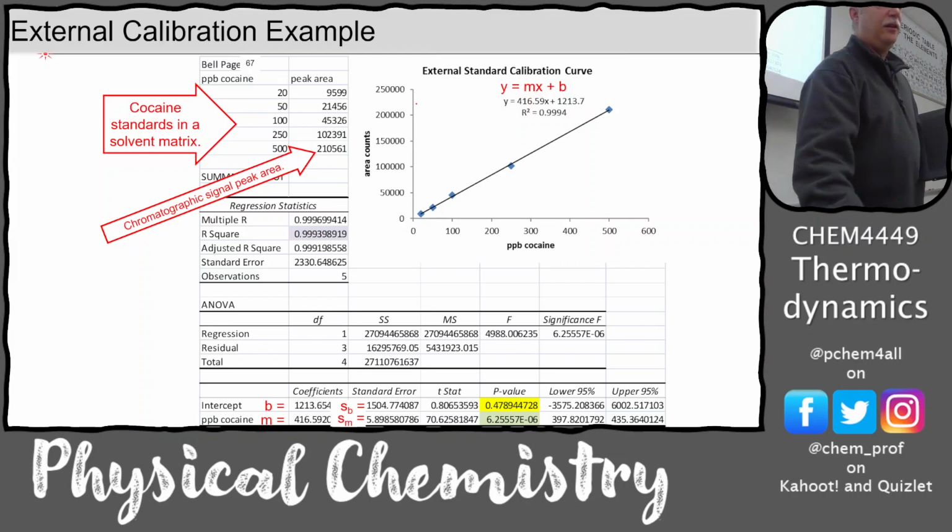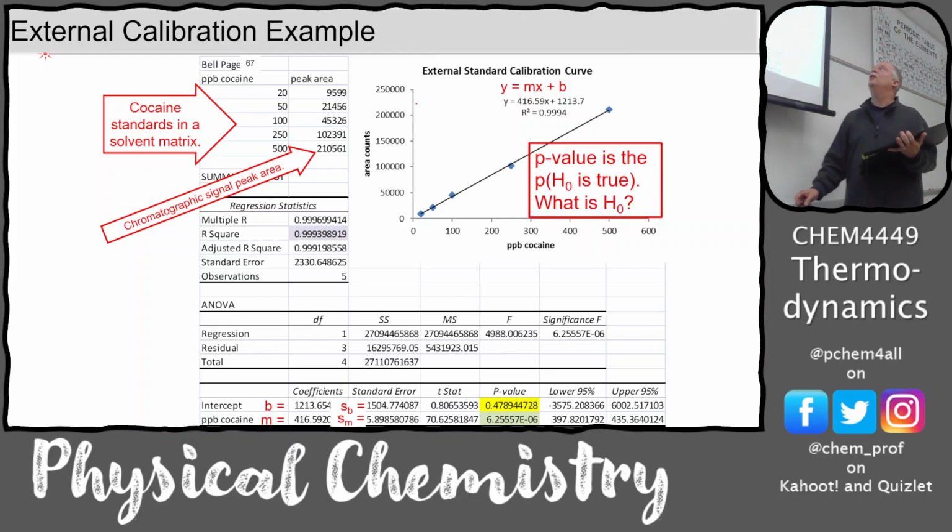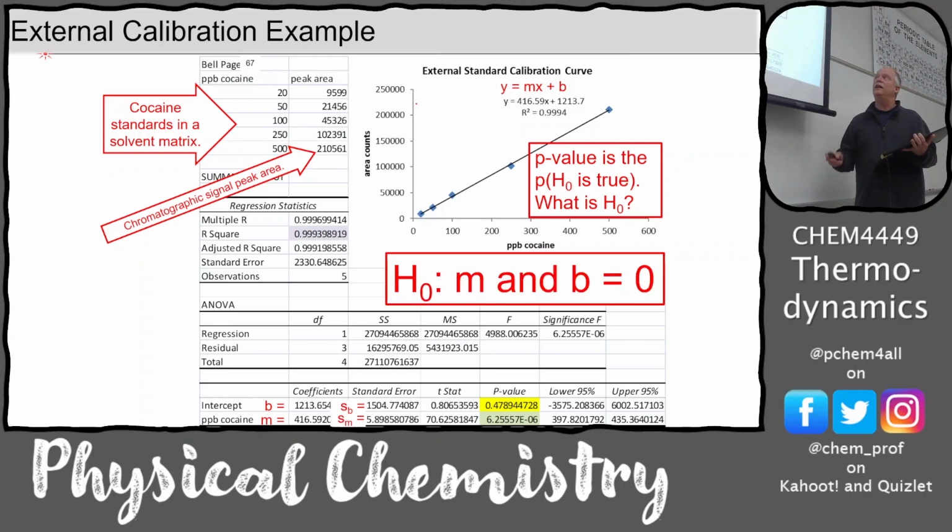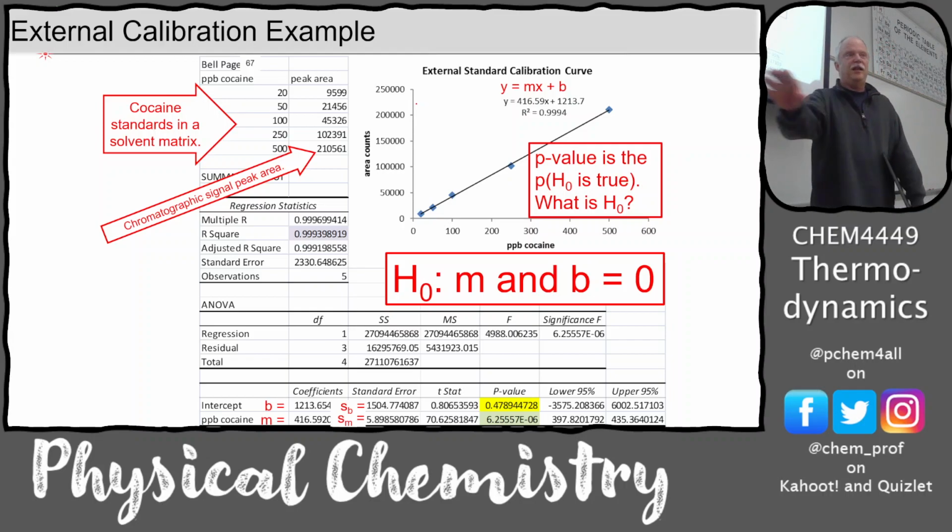So the P values are probabilities that the null hypothesis is true. So we've got to know what the null hypothesis is. The null hypothesis is that M and B are equal to 0. That means if M and B are not equal to 0, it's just because of noise, right? The null hypothesis is there's 0. If I see a number that's not 0, I need to test to see if the noise in the data could have given me that number.